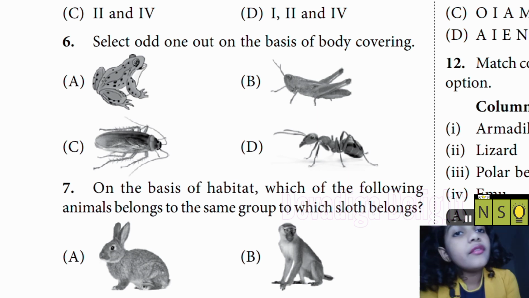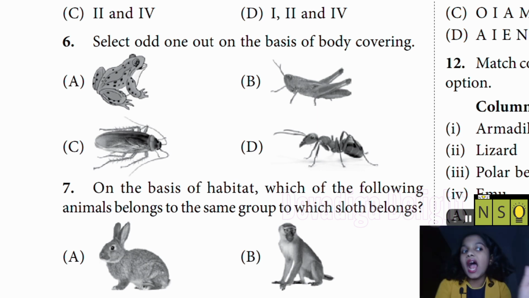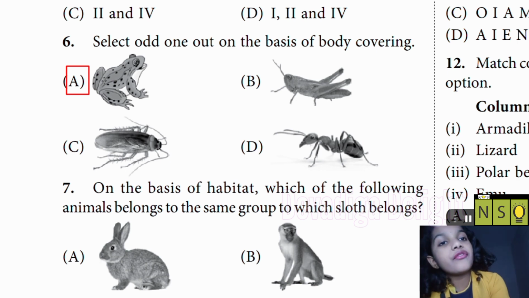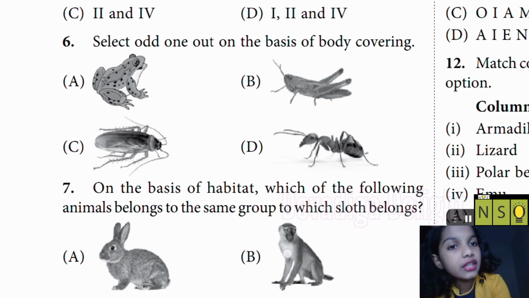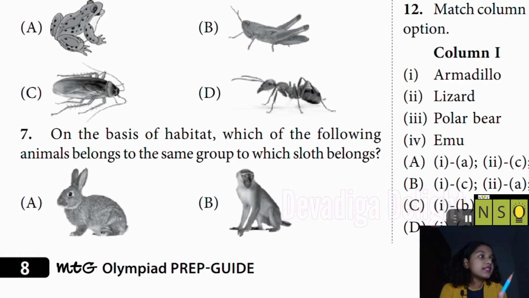You see, A is a frog and the others are insects, and most insects have a body covering called a cuticle. They use this body covering to protect their soft skin, because they have a hard outer shell but soft skin. So they need this cuticle. Here A, which is a frog, does not have a cuticle. Now let us see the seventh one.